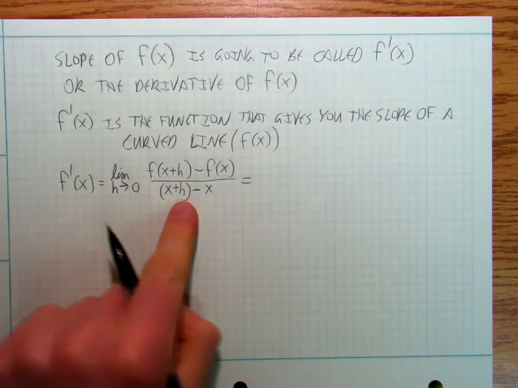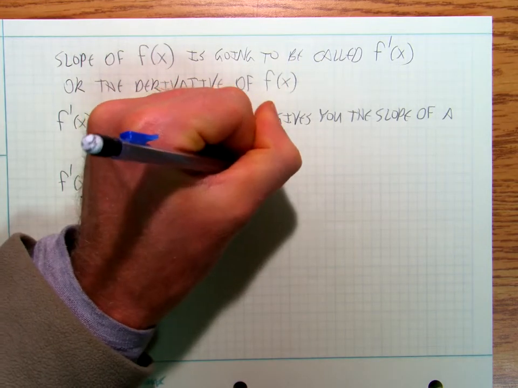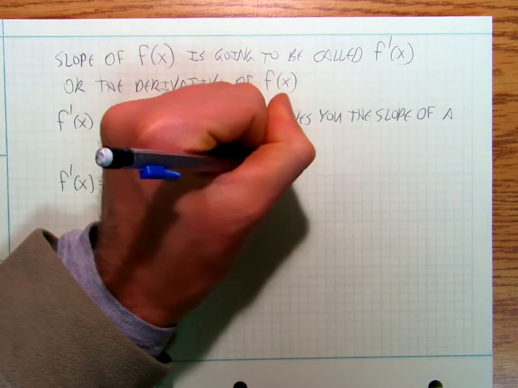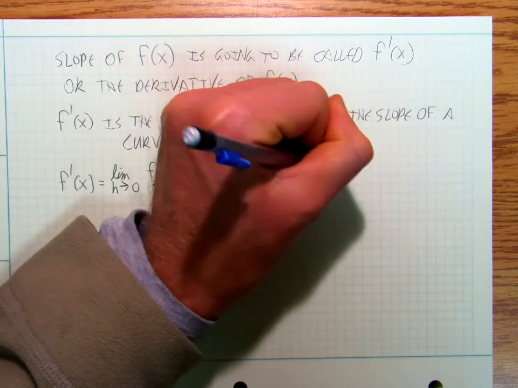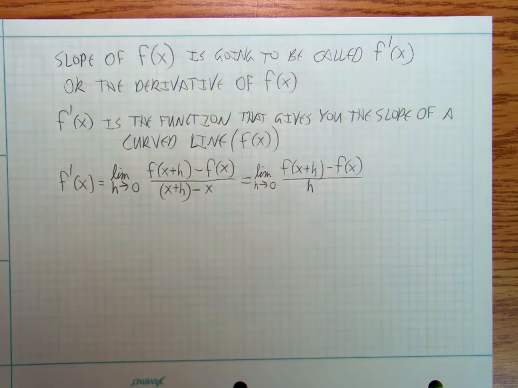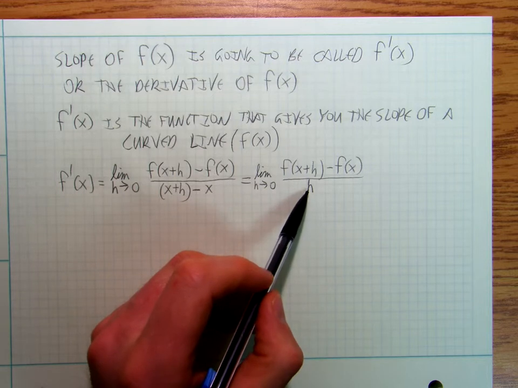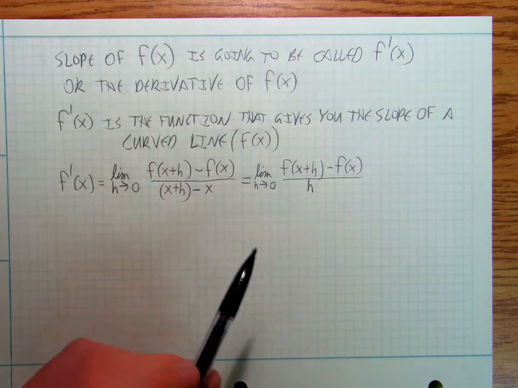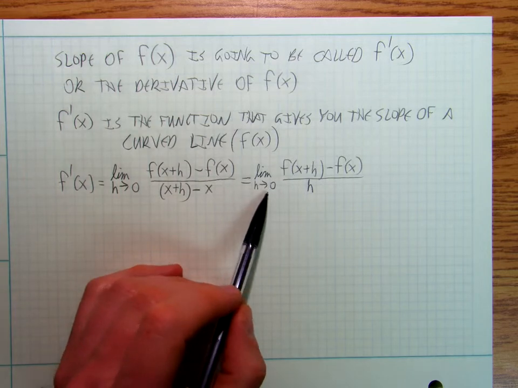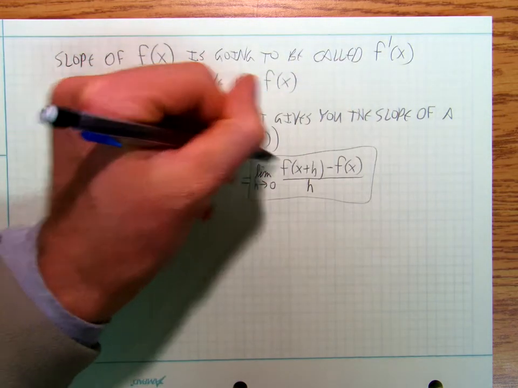Now, I can simplify this denominator. So I can write this as the limit as h goes to 0 of f of x plus h minus f of x all over h. Now, we're not allowed to divide by 0. So we have to remember that we can't divide by 0. So we're not going to get to h equaling 0. We're going to take the limit as h approaches 0. Okay, so we're going to use this in my next video.